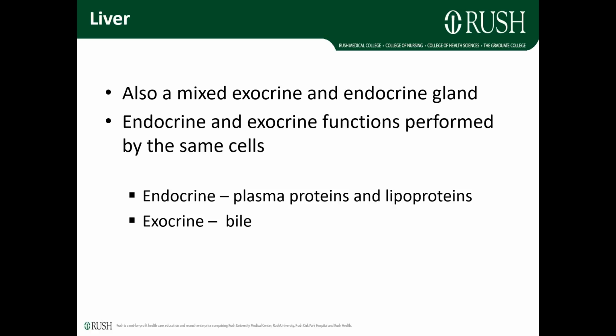In the endocrine portion, the liver produces plasma proteins and lipoproteins that are released directly into the bloodstream. Bile is produced in the liver cells but transported out via a duct system, and therefore it is referred to as exocrine system.